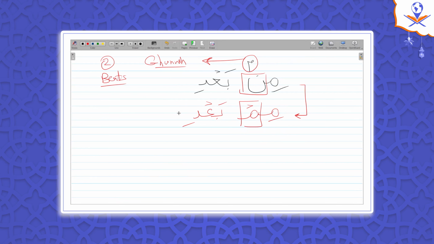We said that it comes in one or two words. So in this case, it's in two words. How about if it comes in one word? Same. We have to apply it. And this is the difference between Idgham and Iqlab. Idgham, we only apply if it comes in two separate words. But if it's in only one word, we don't apply Idgham. But for Iqlab, we apply Iqlab in one or two words.